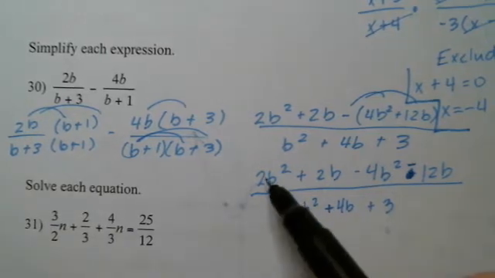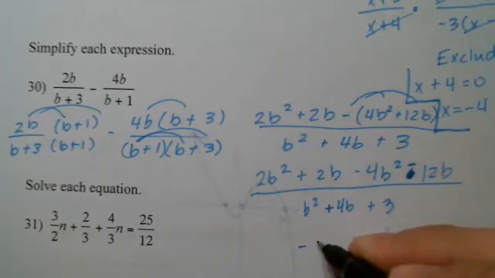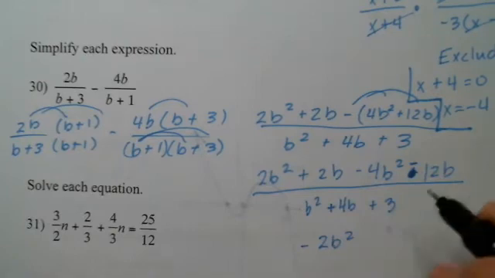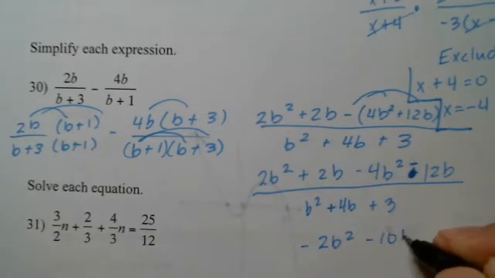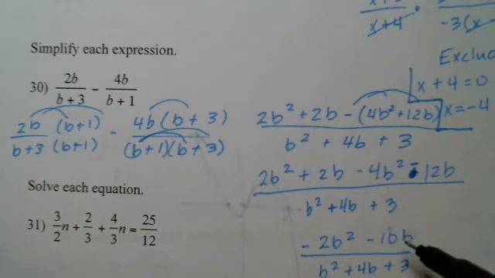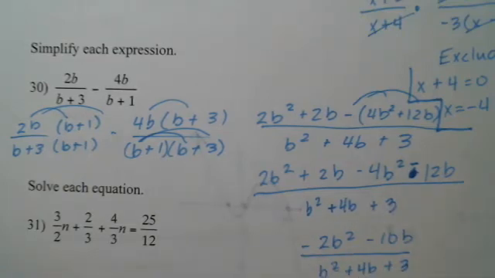Now we can clean this up. What's 2b squared minus 4b squared? -2b squared. And what's 2 minus 12? -10. All over the b squared plus 4b plus 3. Can we pull anything out of that that would help us, that could cancel with b plus 1 or b plus 3 down here? I'm not seeing anything.